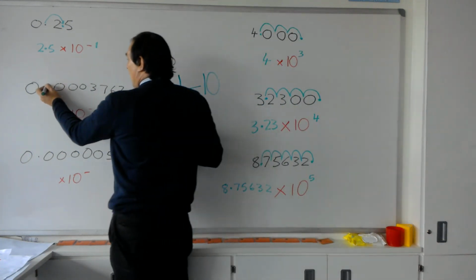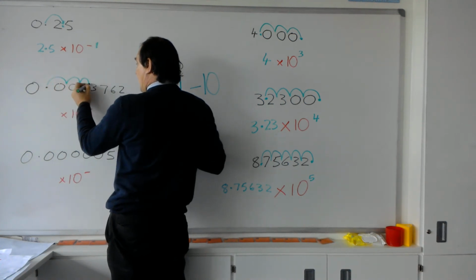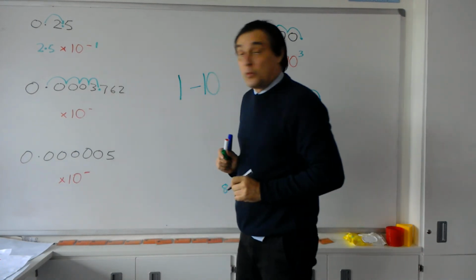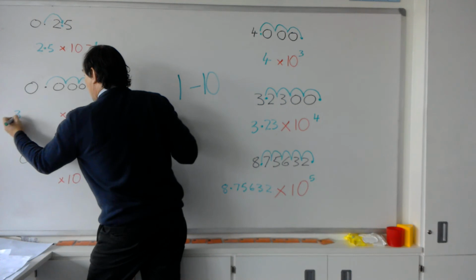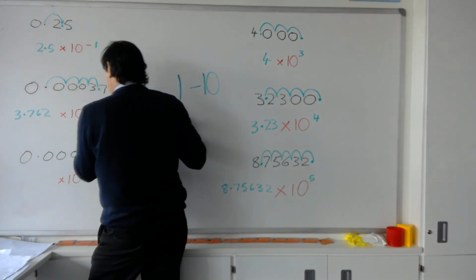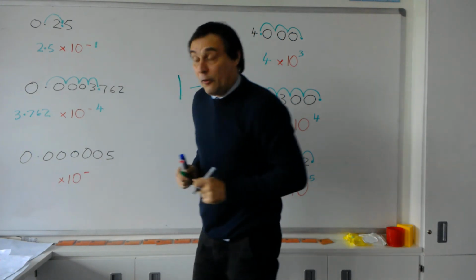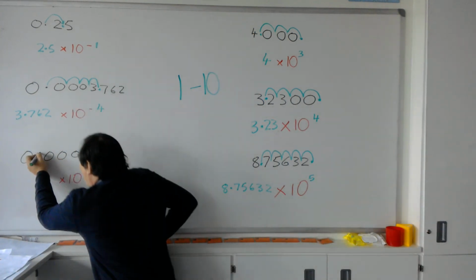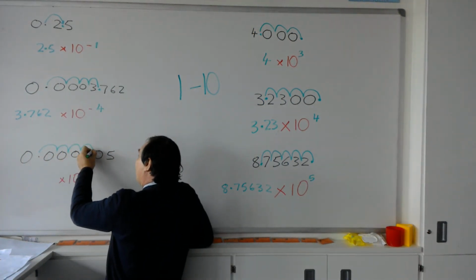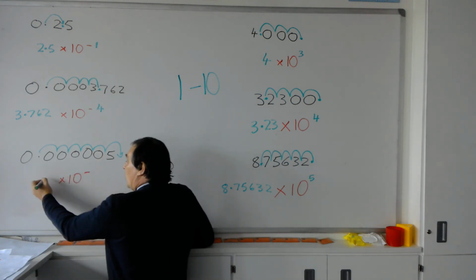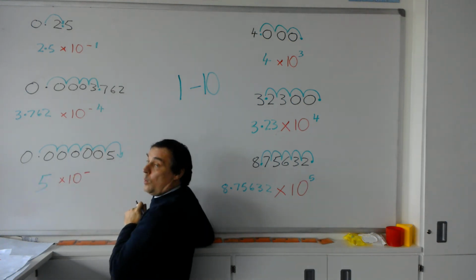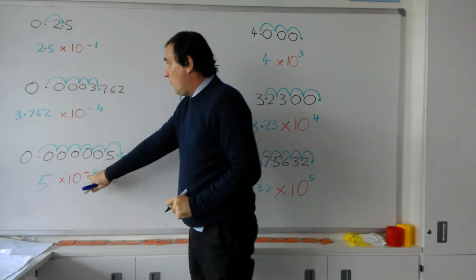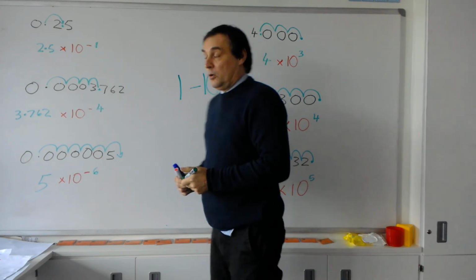First of all, bounce it once, twice, 3 times, 4 times. That gives me 3.762. That's our number between 1 and 10. So we write it out, 3.762 times 10 to the minus 4, because we had to bounce 4 times. And one for luck. So we're going to have 1 bounce, 2, 3, 4, 5, 6 bounces here. So it's going to be 5, which is our number between 1 and 10, times 10 to the minus 6, because we have to bounce 6 times. Remember, minus because we're bouncing to the right.